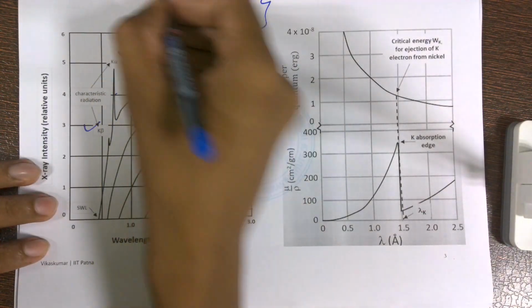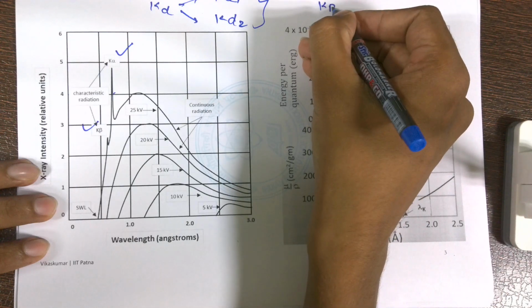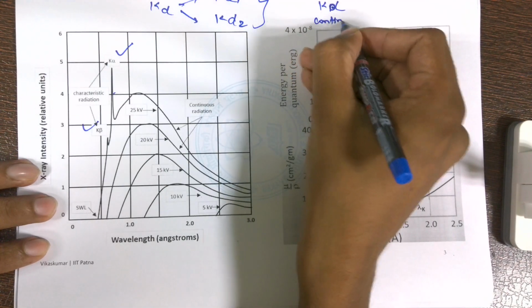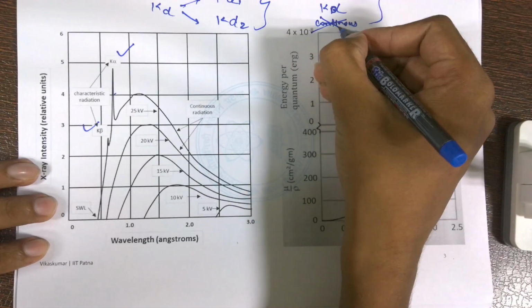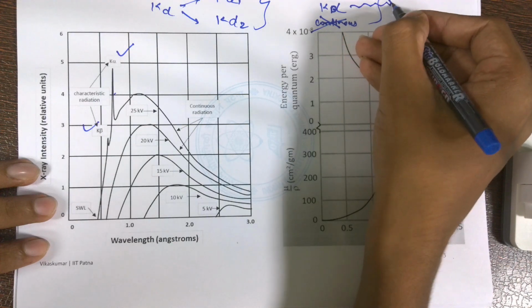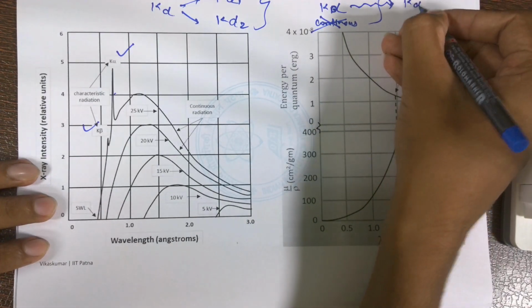While we can separate K alpha, K beta, and the continuous X-ray, these three we can separate. We can eliminate the continuous X-ray, we can eliminate the K beta, and we can make sure that our X-ray consists only of the K alpha.